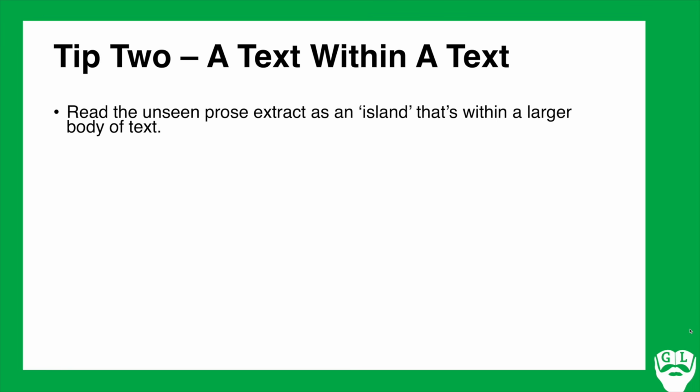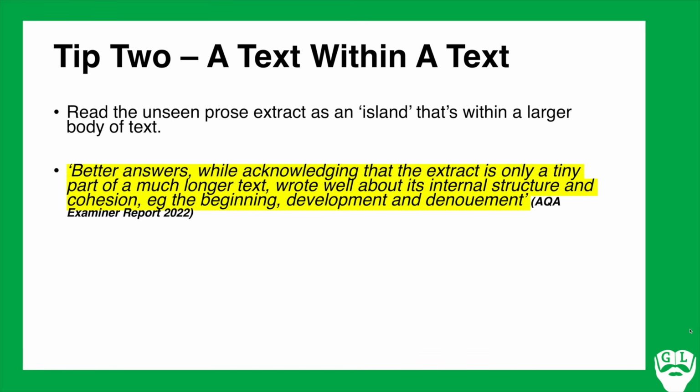I mean, read the unseen prose extract as a kind of island within a larger body of text. Now, the exam board are deliberately going to give you one you'll know. So, as they say here, better answers, while acknowledging that the extract is only a tiny part of a much longer text, wrote well about its internal structure and cohesion, for example, the beginning, development, and denouement. So what do I mean by that?